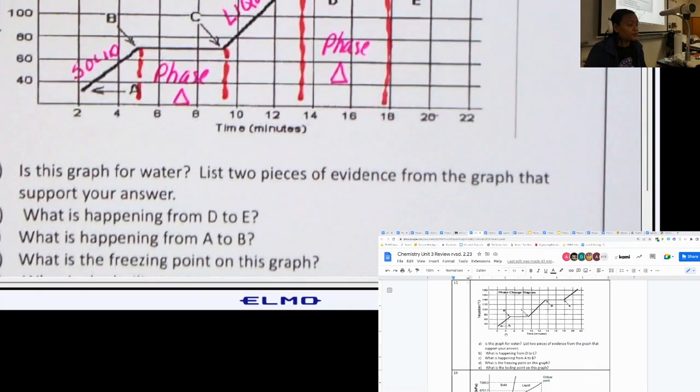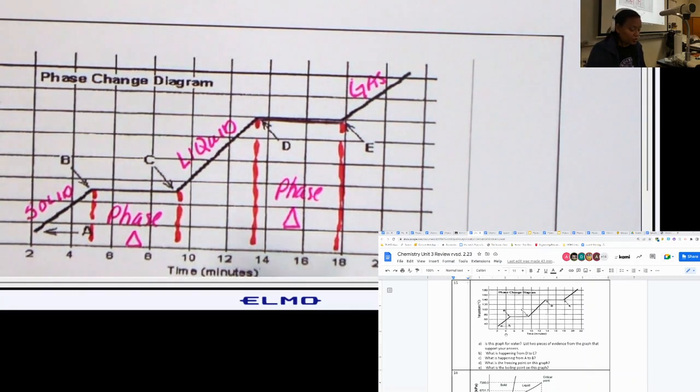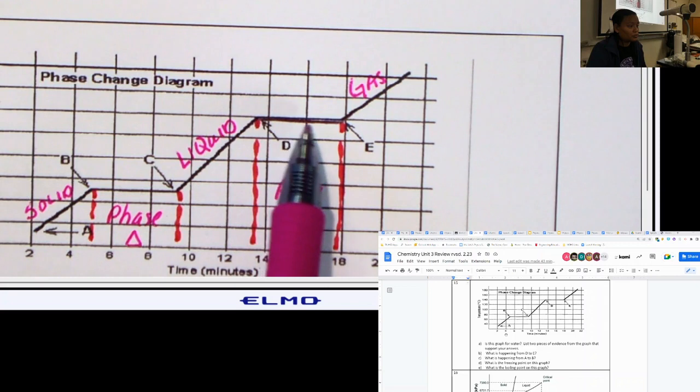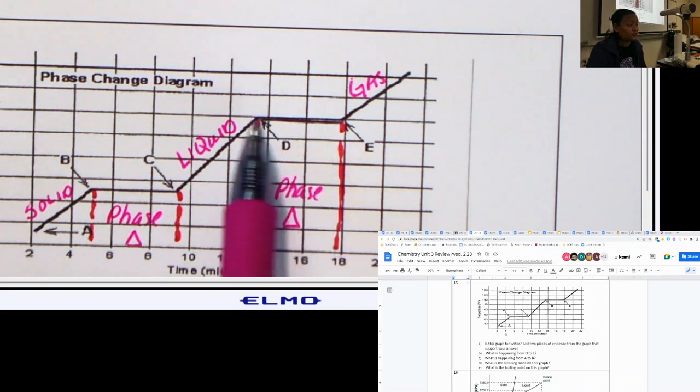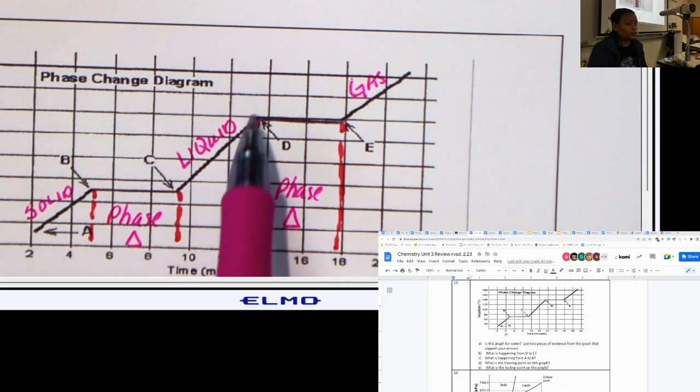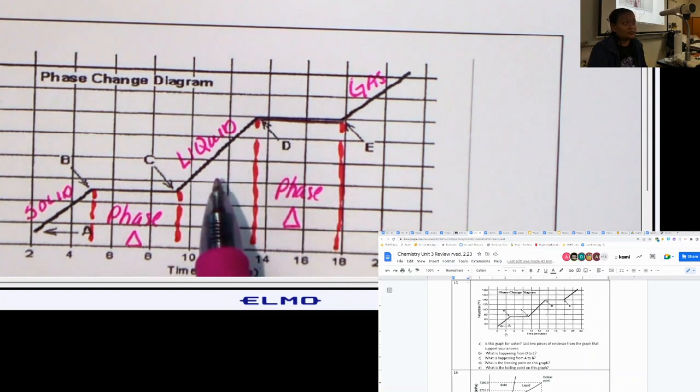All right, next part. It says, what is happening from D to E? When it says D to E, that means we are moving this way. You're going from a liquid to a gas. It's changing from a liquid into a gas. But this isn't for water, so we're going to stay away from words like steam, because that's normally associated with water. What is the fancy term for changing a liquid to a gas? Evaporation. So evaporation is happening.